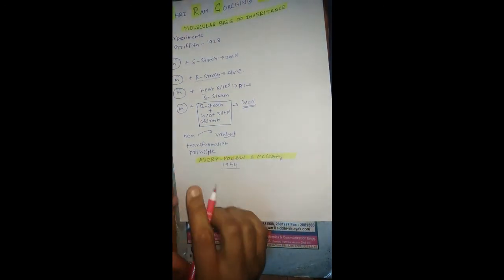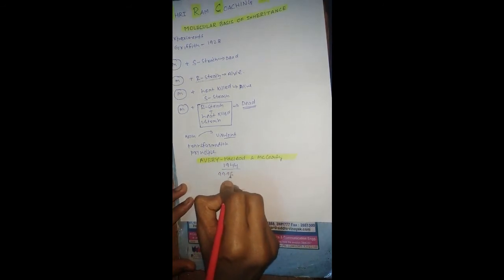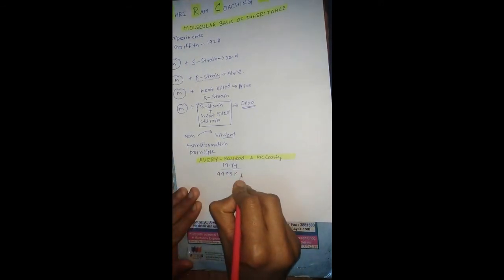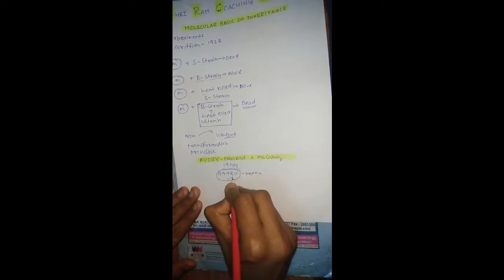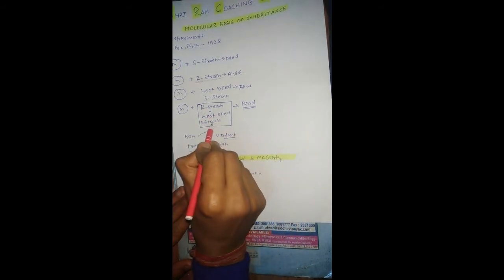Here comes the second experiment on this transformation principle, that is the Avery, MacLeod and McCarthy experiment in year 1944. They worked to determine the chemical nature of the transforming principle. So they purified this sample, R strain plus heat killed S strain, to 99.98% purity. They removed almost all the protein content from it to understand what is causing the non-virulent bacteria to become virulent.